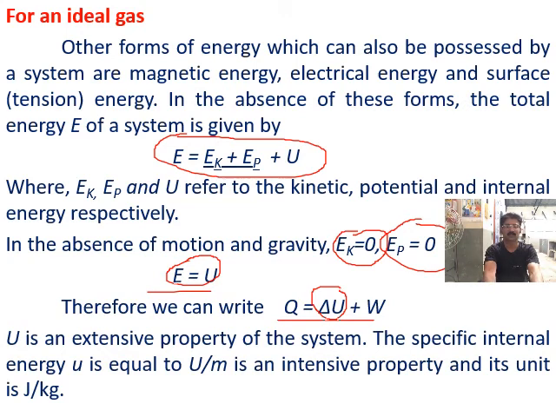Here U is an extensive property of the system, and the specific internal energy u is an intensive property, because all specific quantities, as you know, are independent of the mass, whereas extensive property means you have to sum up for the entire system, the values for the individual parts of the system. So that is extensive property.